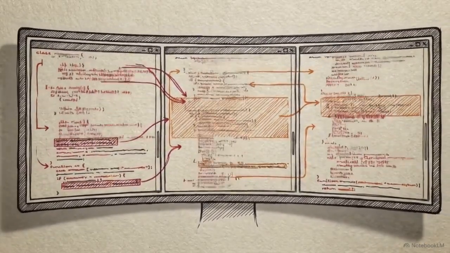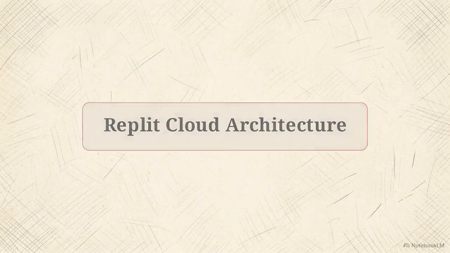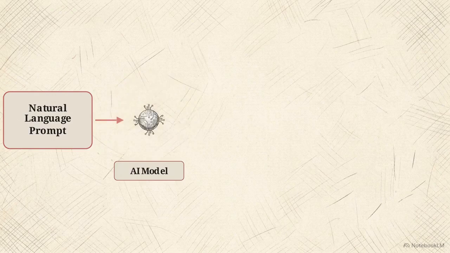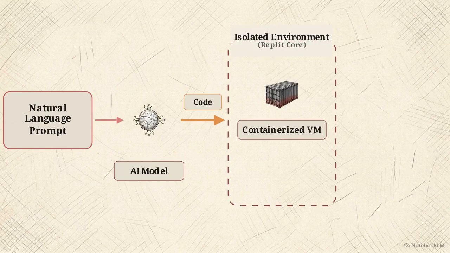The speed of the build is supported by a specific cloud architecture. Your natural language instruction is first processed by an AI model layer optimized for code synthesis. That model generates the code, which is then executed inside a containerized virtual machine. This isolated environment provides the necessary compute resources and managed databases through Replit Core.